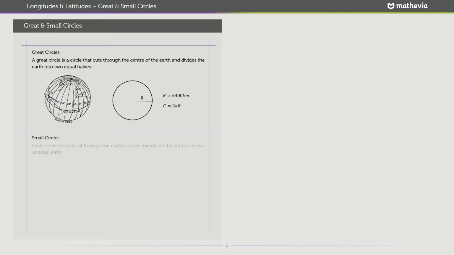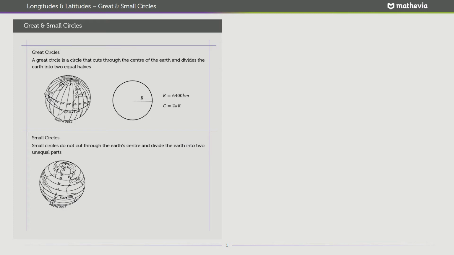Now, where it gets interesting, small circles. Small circles, on the other hand, like we learned, do not divide the earth into two equal parts. They do not cut through the center. When you're thinking small circles, you're thinking about your latitudes. If you look closely, the latitudes are at different angles. We have different sizes of circles. They definitely do not divide the earth into two equal parts.